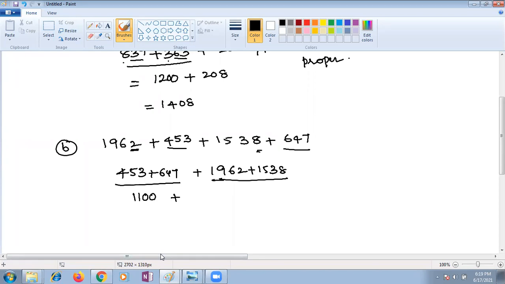Ma'am, 62 plus 38 is equal to 100, ma'am. Come on, quick. Then 1900 plus 100 is equal to 2000, ma'am. 2000 plus 1500 is equal to... Nana, 3500, simple, ma'am. It means you have to think, Nana.